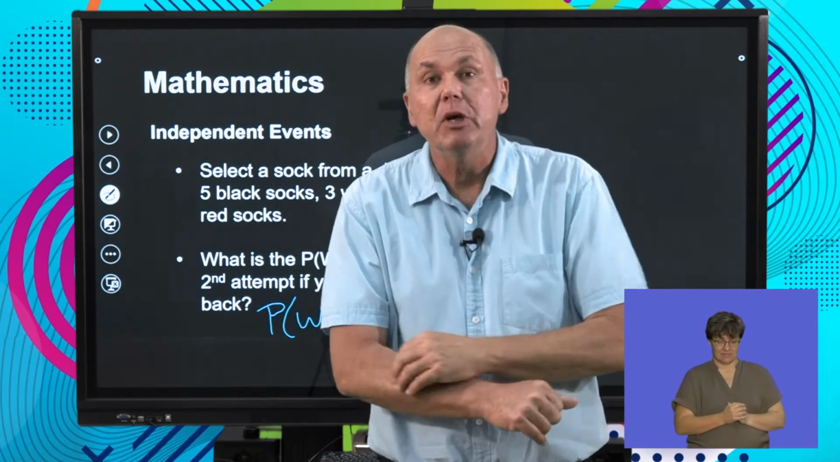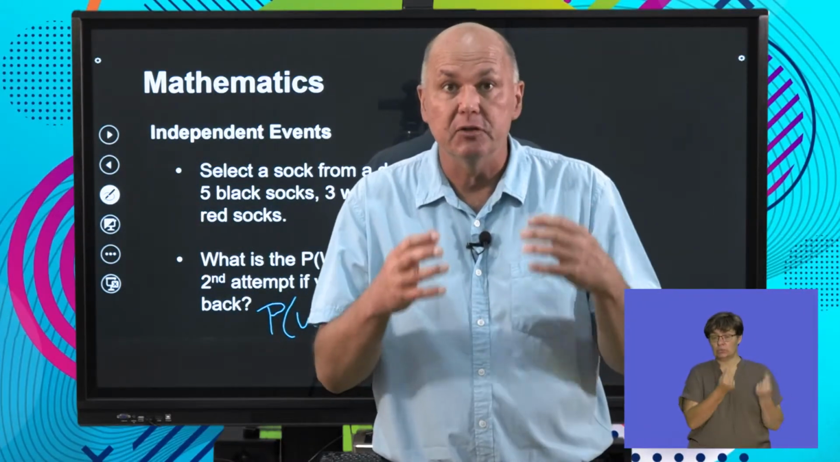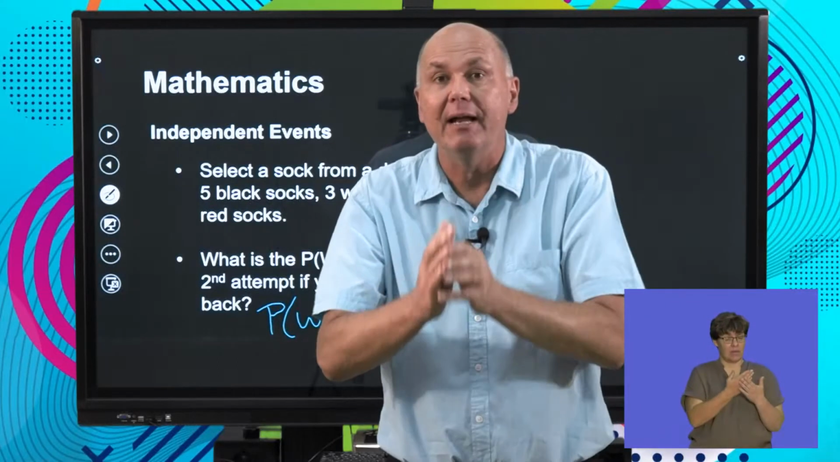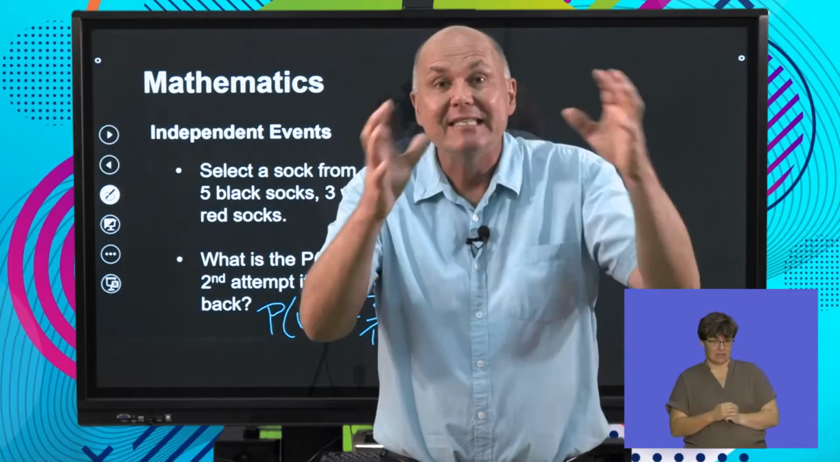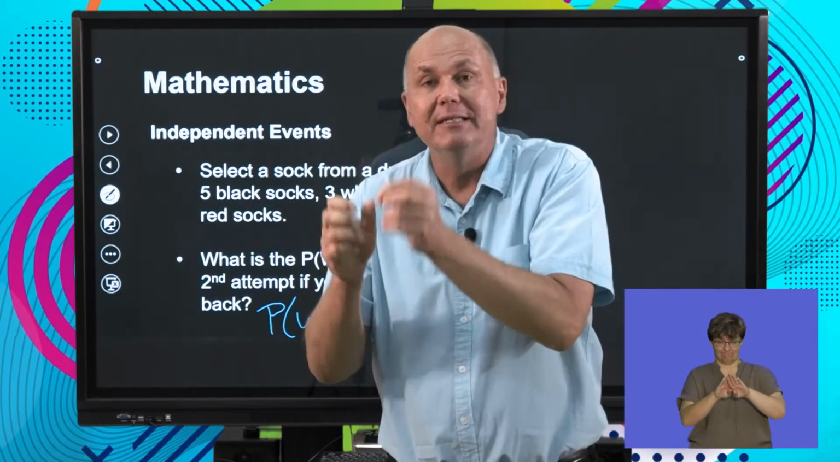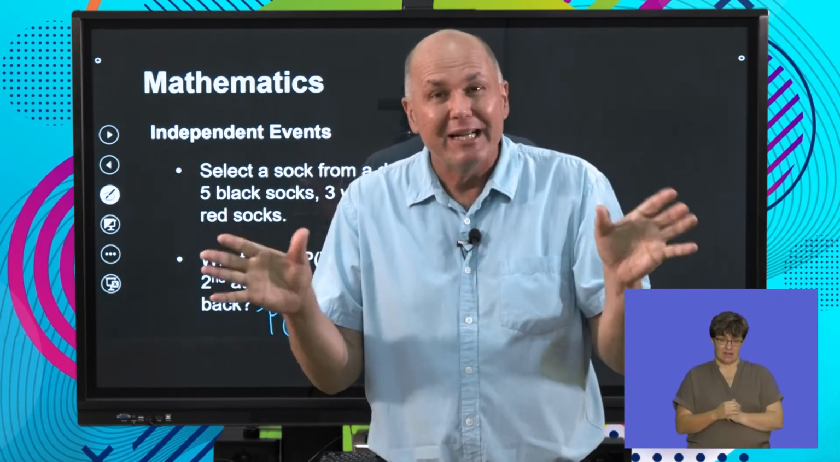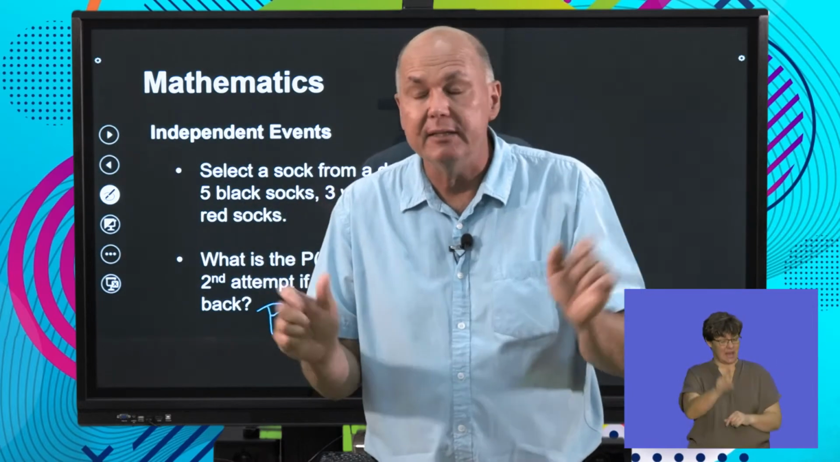Remember that when we're doing these sort of calculations for independent events, we have the two things multiplied together, and we say the probability of A multiplied by B, that intersection is going to be the probability of A multiplied by the probability of B. So be very clear about that rule for independent events.